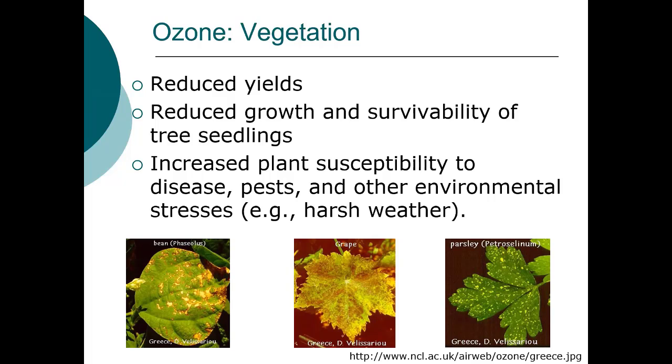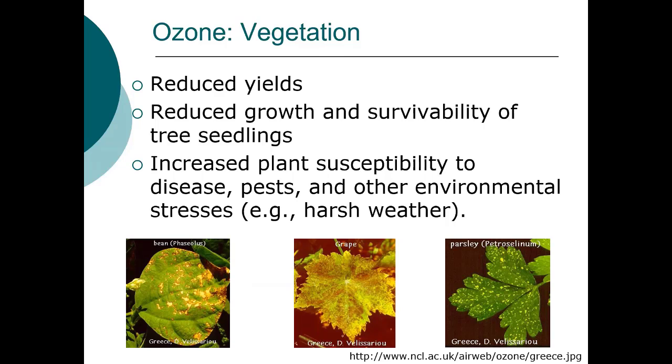Sorry. Ozone also affects vegetation. It leads to reduced growth and reduced survivability of tree seedlings, also various different plants. The images that you see here are all caused by ozone in the air surrounding these plants. So you can see, actually, we talked about chlorosis, the loss of chlorophyll, and you see that here also.